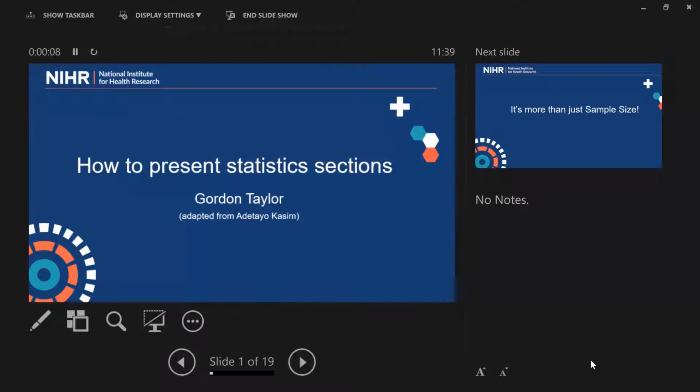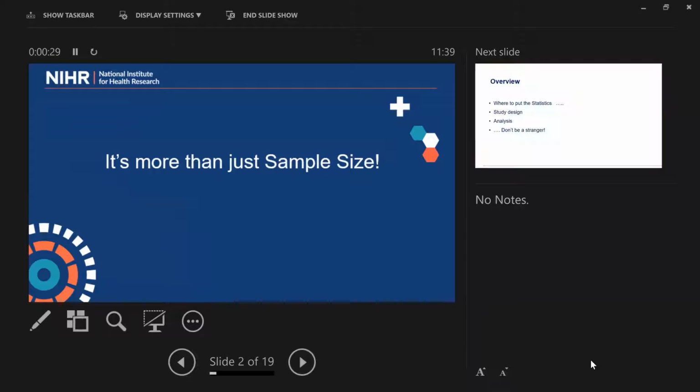So I'm Gordon. I'm a statistician down here in Exeter, and I'm also director of the Research Design Service for the Southwest. And my thanks go to Adateo, who really came up with the... I've adapted their presentation for this. So this is about how to present statistics in your application. And I sort of subtitled this, it's more than just sample size.